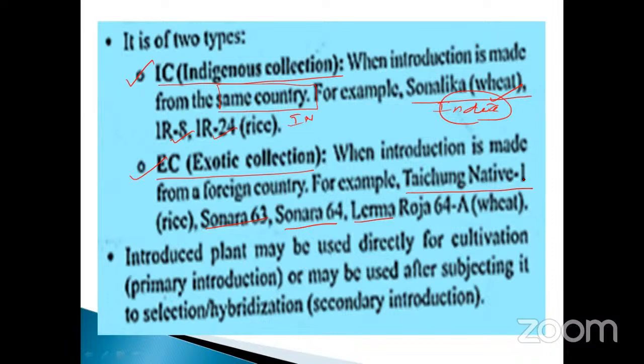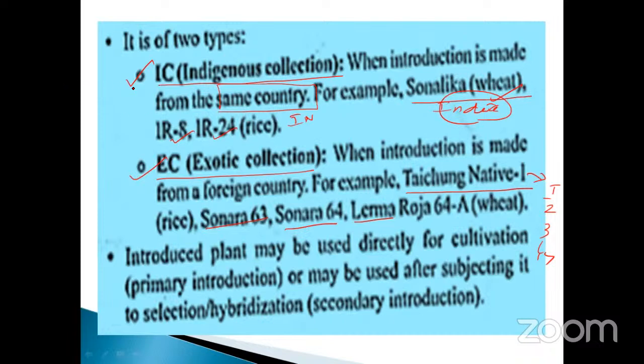Taichung Native 1, so Taichung Native 2. It may be different names also: 1, 2, 3, 4, 5. Like that it may be. Rice: Sonora 63, Sonora 64, Lerma Rojo 64, wheat. These are the differences. You must note it down here. Two things are very, very important.